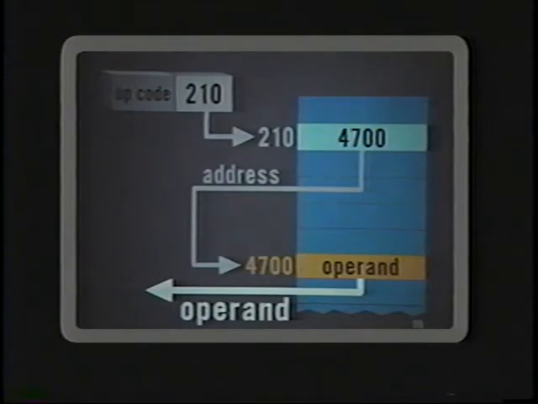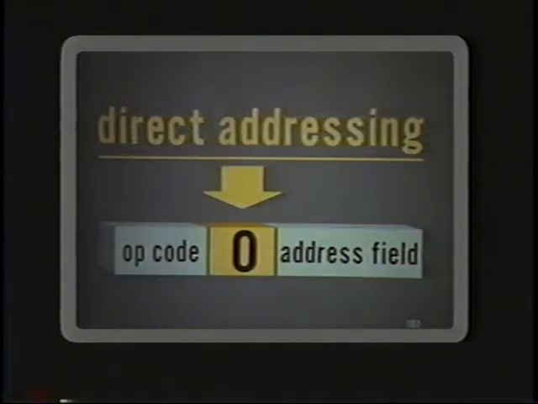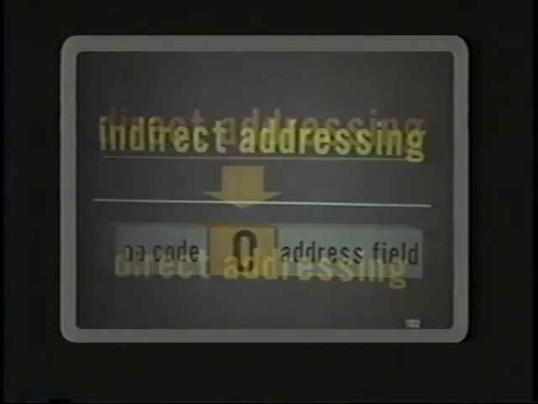How does the computer know when indirect addressing is being used? A special bit in the instruction word is usually reserved for this purpose. When the bit is set to a 1, it alerts the computer that indirect addressing is to be used to locate the operand for execution. On the other hand, when the bit is a 0, then direct addressing must be used.